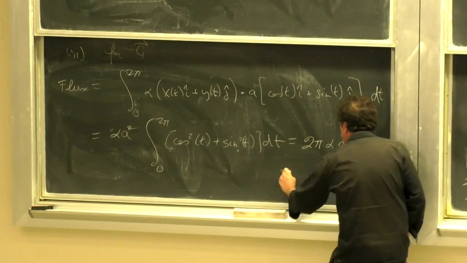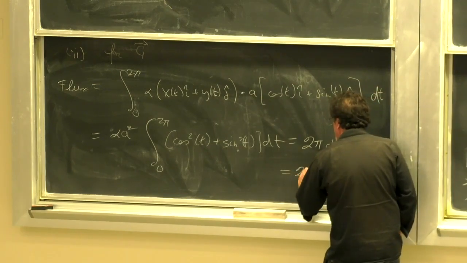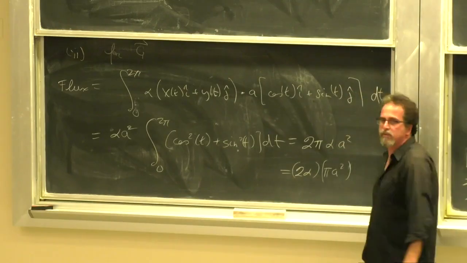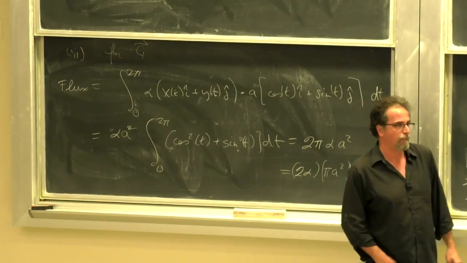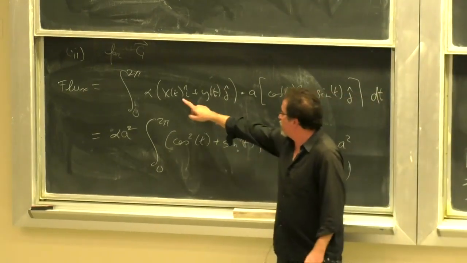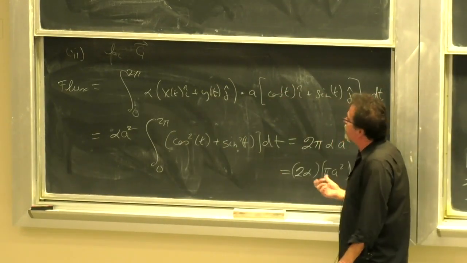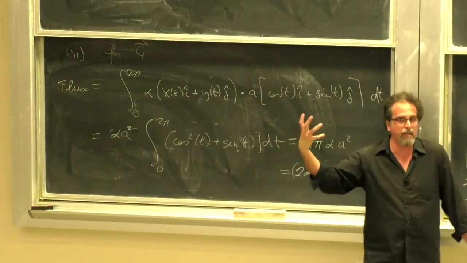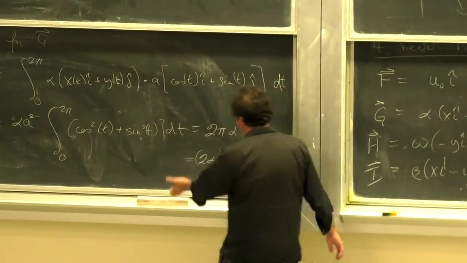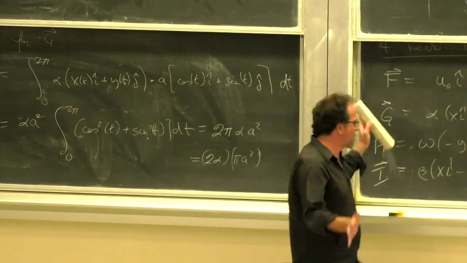And remember from last time how I factored it. I got the 2 alpha and I got the pi a squared. And I said it was no coincidence that this was happening. 2 alpha is associated with this vector field, and the pi a squared is associated with the area, well, it is the area of the domain D. And when we get to Green's theorem, this will be fully clarified.